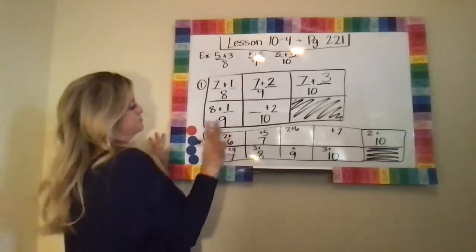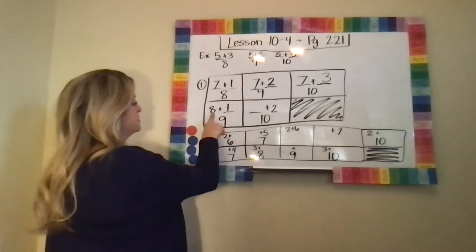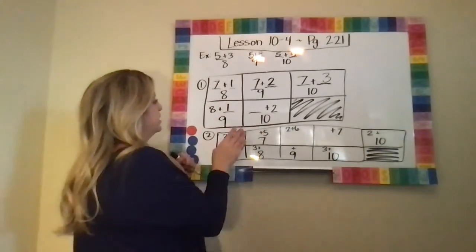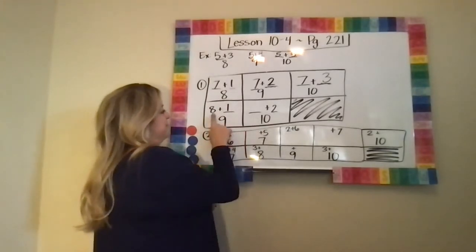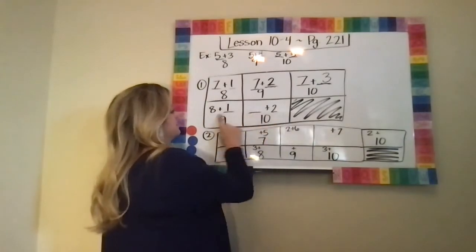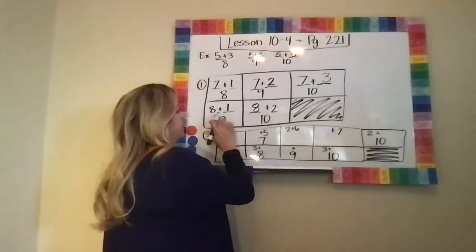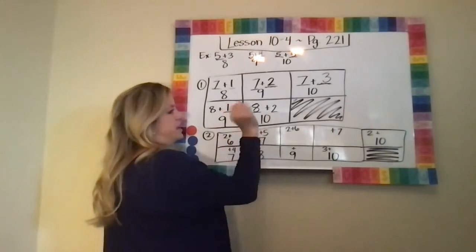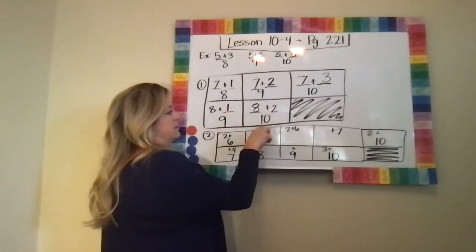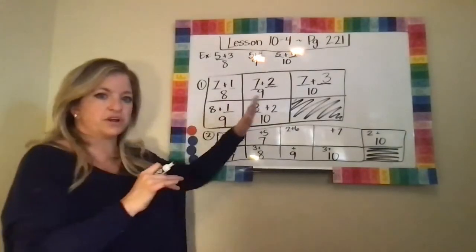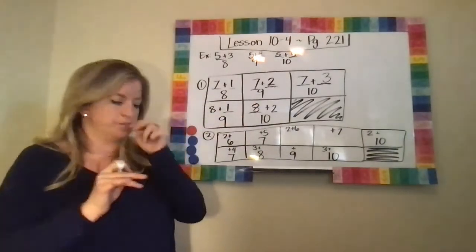So again, let's just double check. 8, 8, 9. Yep. Now, this addend across the first one is always the same. So this is going to be 8. Let's check and see if that's right. 8, 9, 10. Yep, that's correct. So this, boys and girls, is what you would put in for problem number 1.